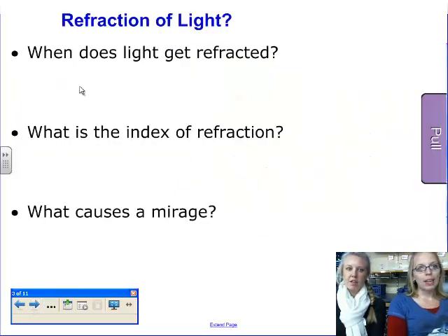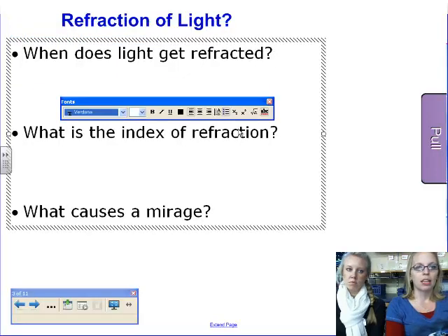Okay, what is refraction of light? Did you notice it's not reflection of light, but this is refraction of light? Refraction is a different thing than reflection, so you really have to be careful when we talk about refraction and that you're getting that handled correctly, like your spelling and everything.